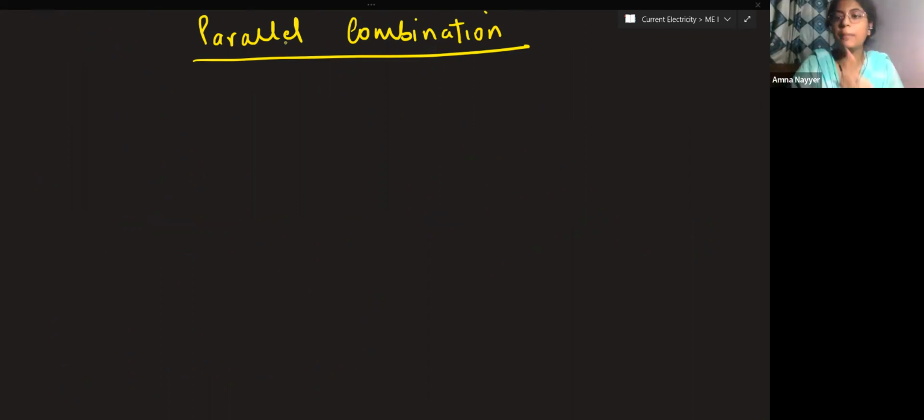Now the parallel combination. Contrary to the series combination, where current remains the same, in parallel combination your voltage remains the same. So as soon as you see the voltages are the same for certain resistors, you will come to the conclusion that those resistors are connected in parallel combination. And you will be using the formula for parallel combination.